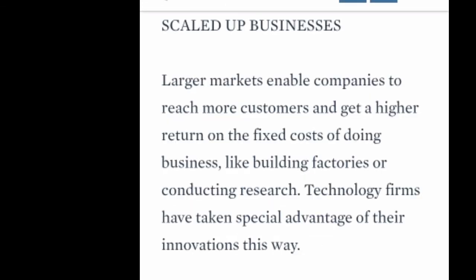Scaled up business. Larger markets enable companies to reach more customers and get a higher return on the fixed costs of doing business, like building factories or conducting research. Technology firms have taken special advantage of their innovation this way.